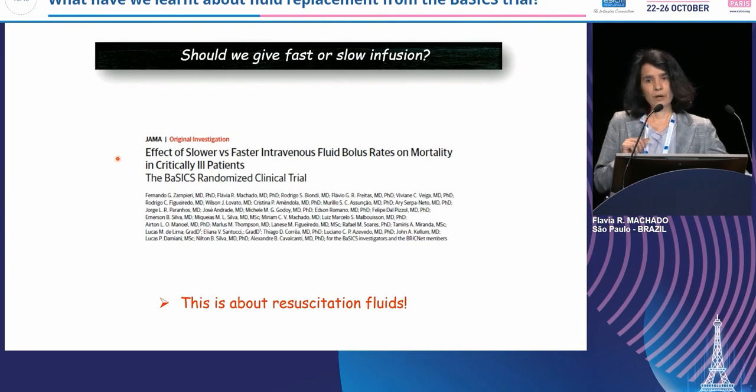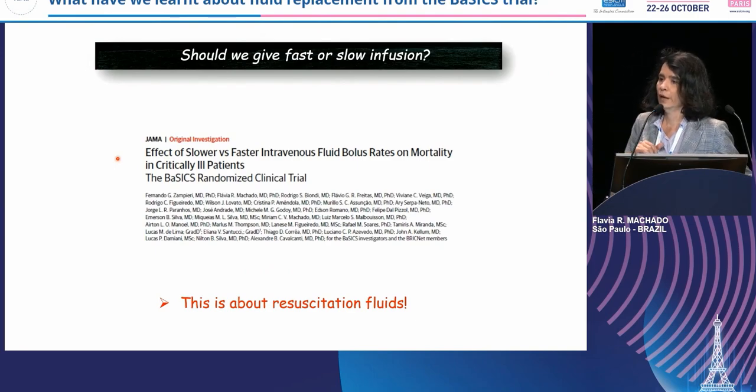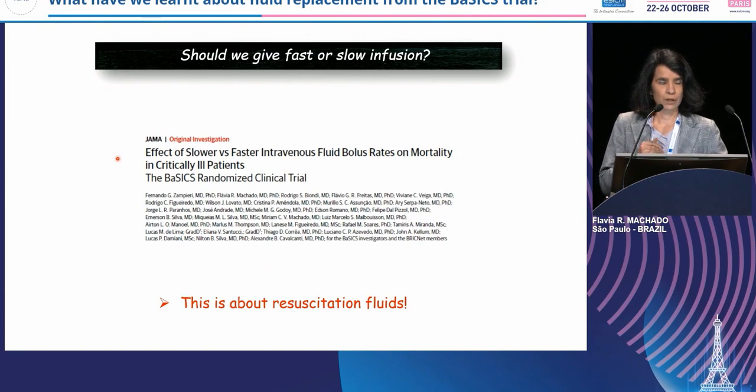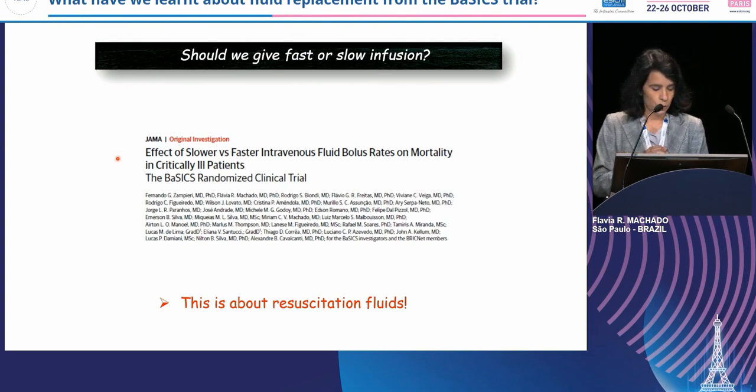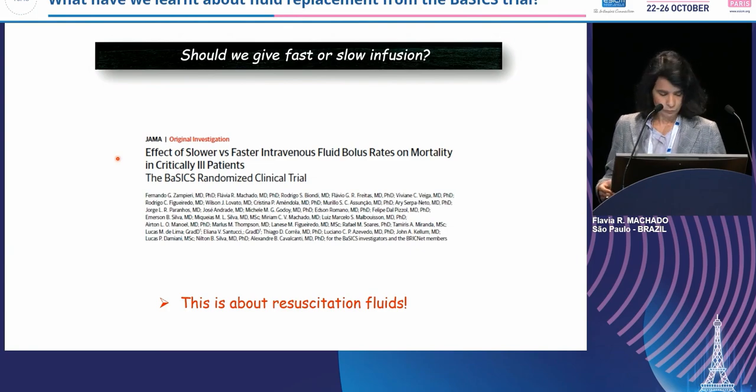And how about the fast and slow infusion? Actually, BaSICS was a factorial trial, so we randomized patients both for balanced solution or saline and also for receiving 500 ml in 30 minutes or 90 minutes any time that they needed a fluid resuscitation challenge. So now we are talking about resuscitation fluids.